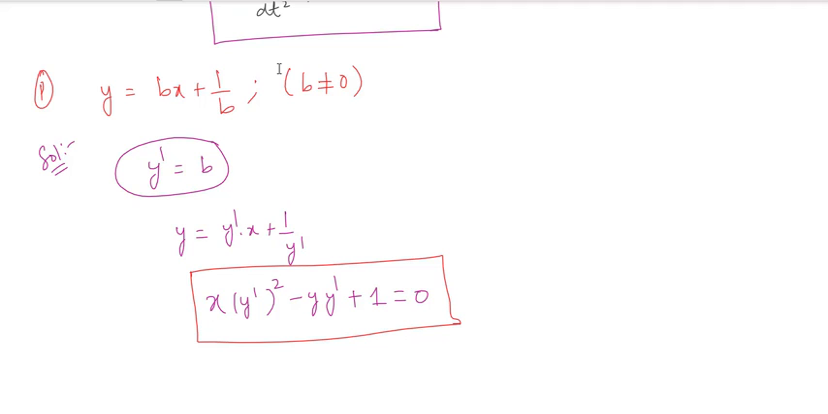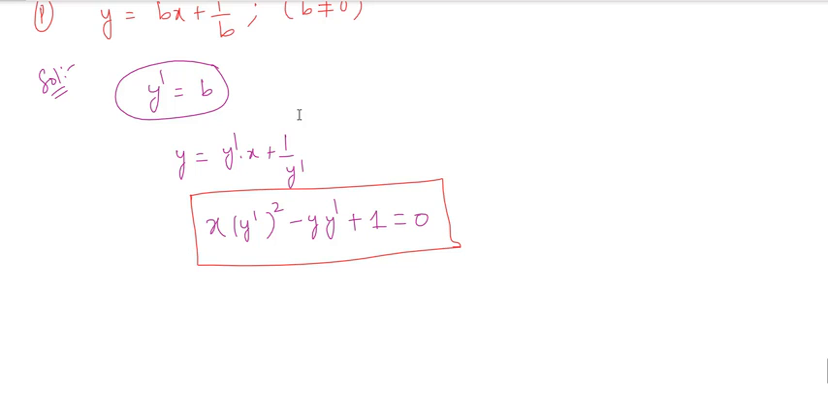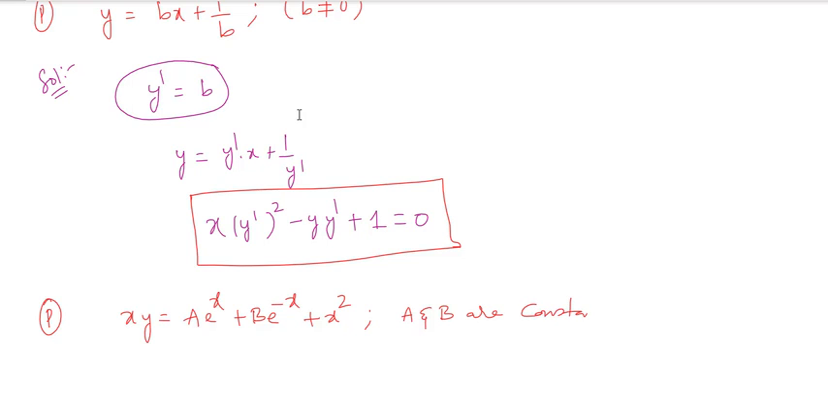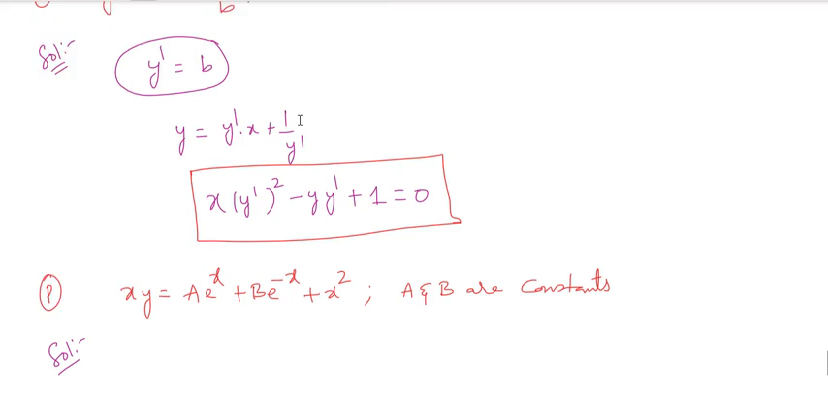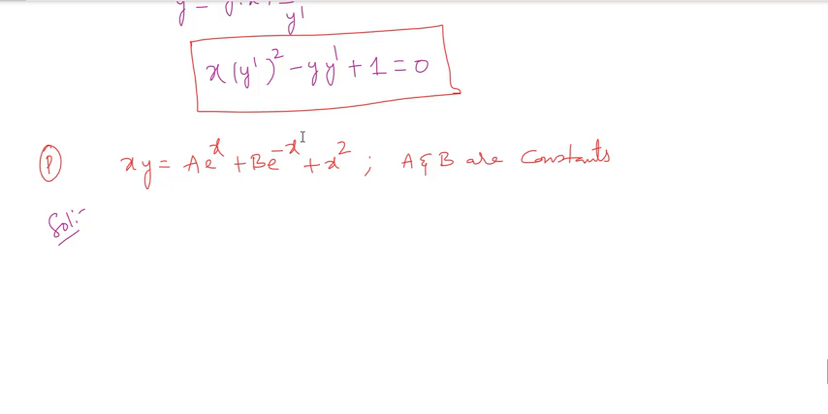Then one more you can do, which is xy is equivalent to a e to the power of x plus b e to the power of minus x plus x square, where a and b are constants. Try to solve this again. I'm just giving this as homework.